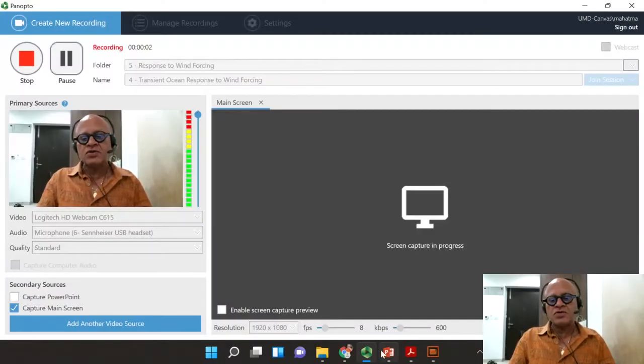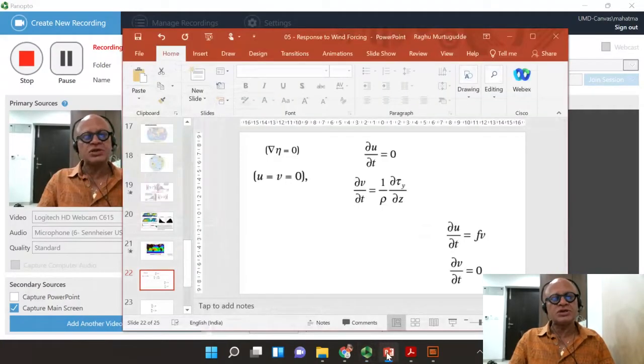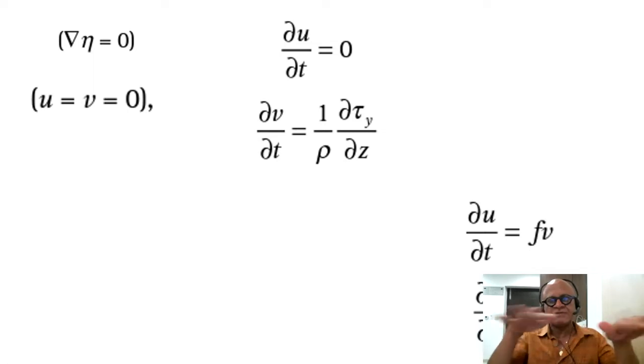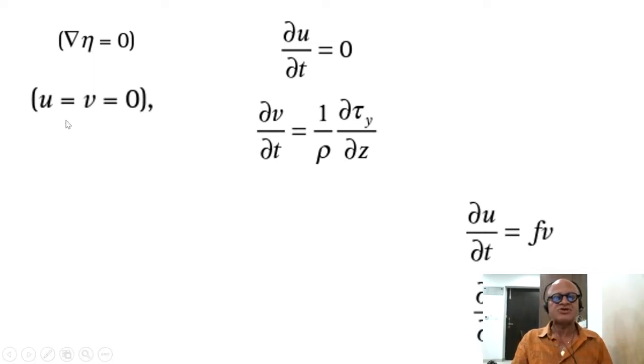So we looked at several steady state solutions like Ekman pumping, Ekman transport, Sverdrup transport, and so on. Let's look at an example of transient response, and the easiest one to look at is the so-called inertial circles. So assume that the horizontal pressure gradient is 0, so grad eta of the sea level is 0. Sea level has no gradients, and the background state is stationary, so U and V are 0.